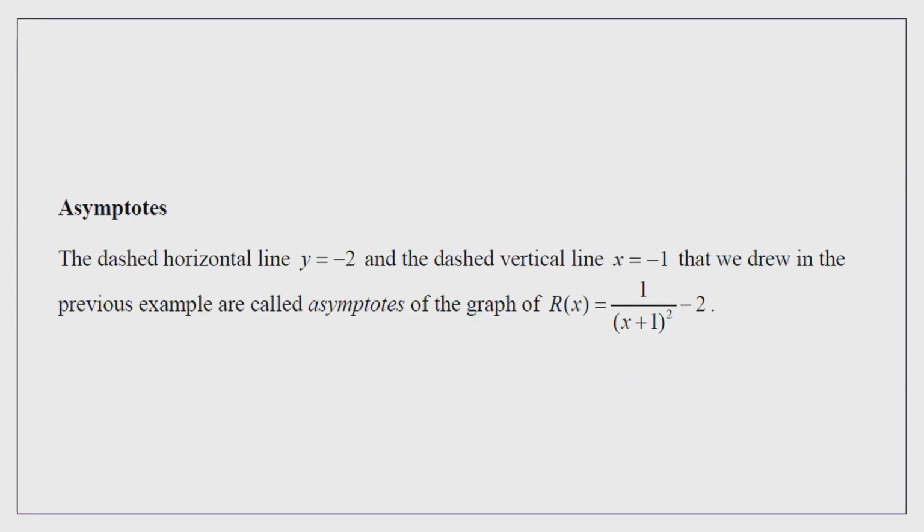All right. Now these dashed lines that I created actually have a name. That name is asymptotes. So the dashed horizontal line, y equals negative 2, and the dashed vertical line, x equals negative 1, that we drew in the previous example are called asymptotes of the graph r of x equals 1 divided by the quantity x plus 1 squared minus 2.